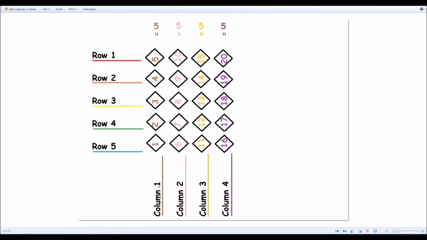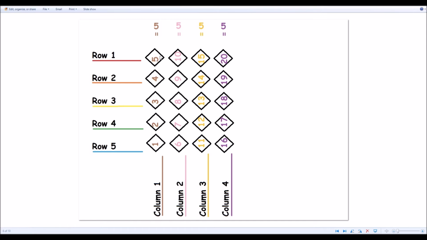Let's take a look at our columns. You can do exactly the same thing. Starting at the bottom and counting up, or from the top to the bottom, doesn't matter. 1, 2, 3, 4, 5 is in this column. And I know this column has 5 as well, and this column has 5, and this column has 5. And if I go back to my original statement, which was you take those columns or you take those rows and you add them together, then take a look.